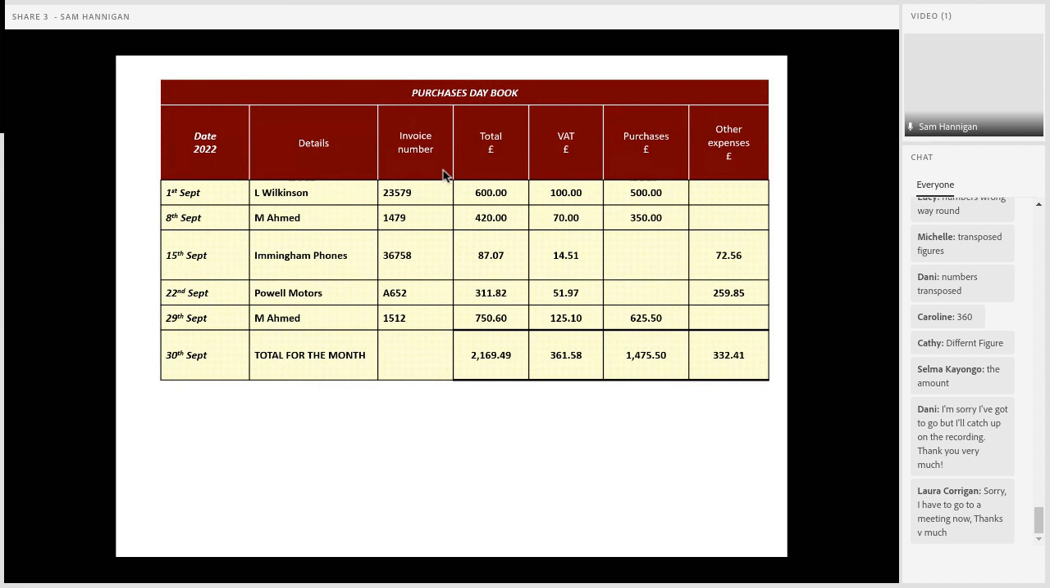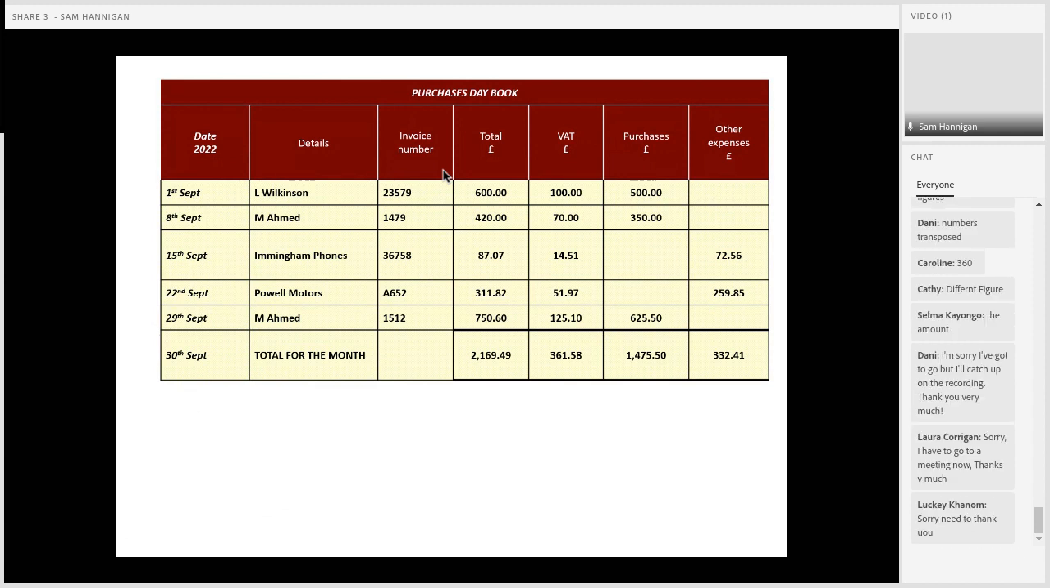Same information. You've got your date. You've got your supplier name rather than your customer name. You've got an invoice number. Now, remember, your invoice numbers in your purchase day books won't carry on sequentially like they did on sales, because all your suppliers will use different numbering systems. Then you've got your total, your VAT, and your purchases, and then you've got others.